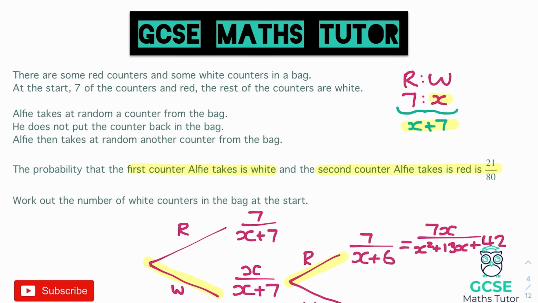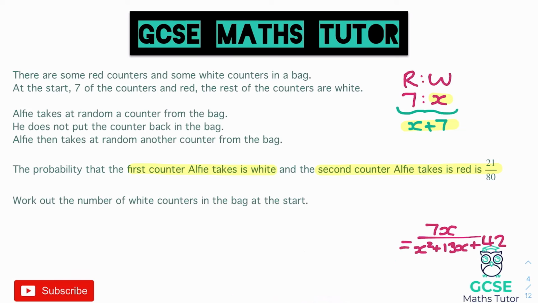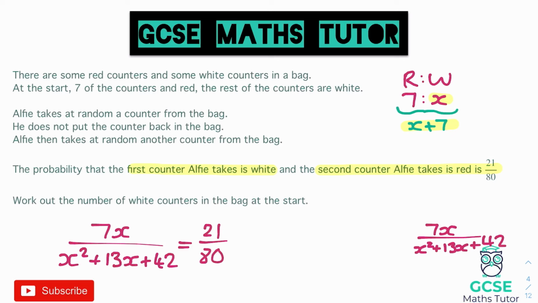Now if we get rid of the tree, we can set that equal to our fraction and go about forming our quadratic. So let's get rid of all of this, and again you can hopefully see a lot of similarity between this and some of our previous questions. So we have 7x over x squared plus 13x plus 42, and that probability is equal to 21 over 80. Right, so again, just like before, we need to cross multiply here. So we're going to times the 7x by 80 and this quadratic here by 21. So let's write that out.